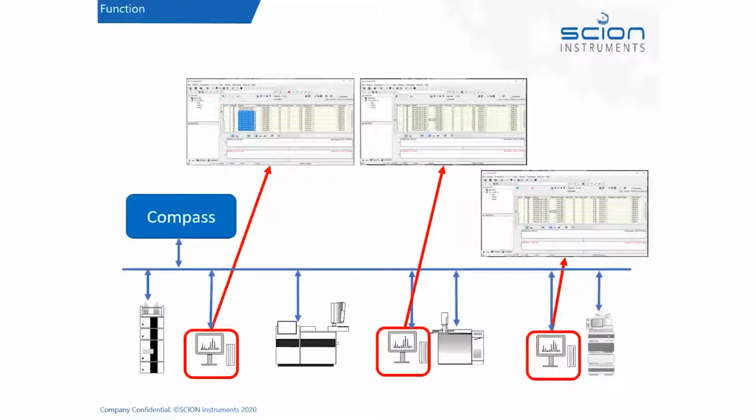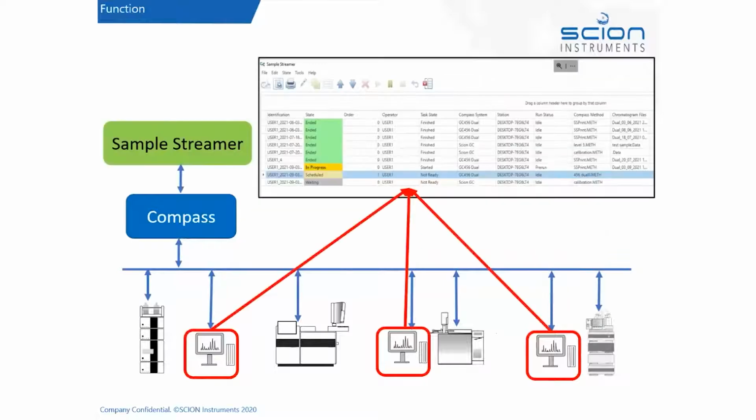What Sample Streamer allows you to do is combine all of those screens into one overall view where everybody that's operating in the laboratory can see, depending on their permissions. Remember the way Compass works, not everybody can see everything. You are assigned your instruments and your stations and your privileges, and depending on those, Sample Streamer will show you what's appropriate that you should see and have overview of.